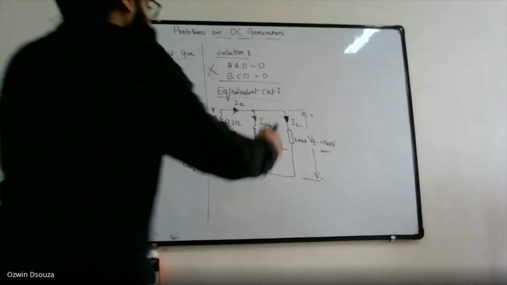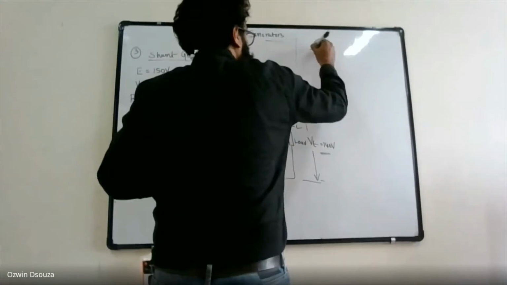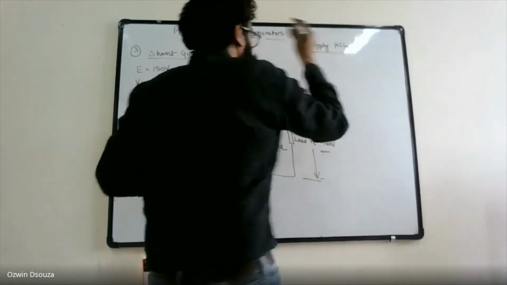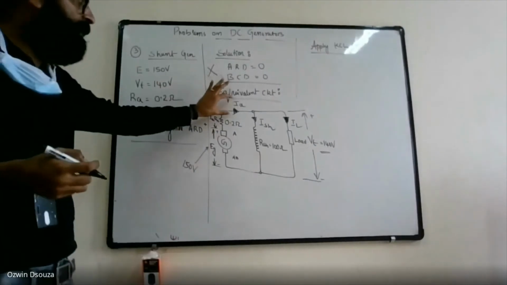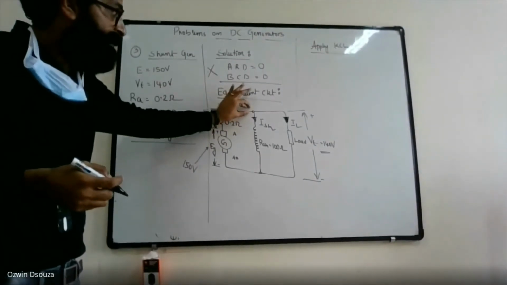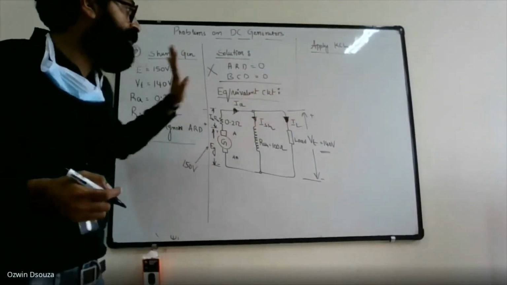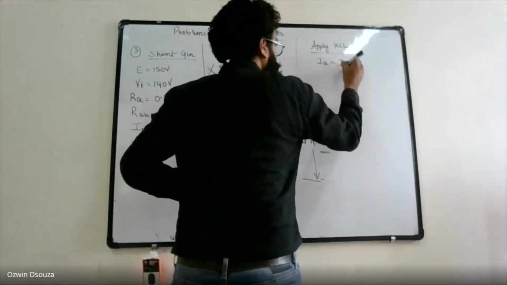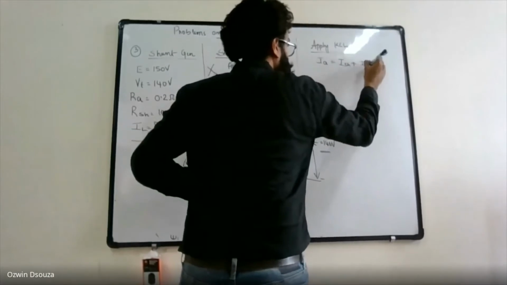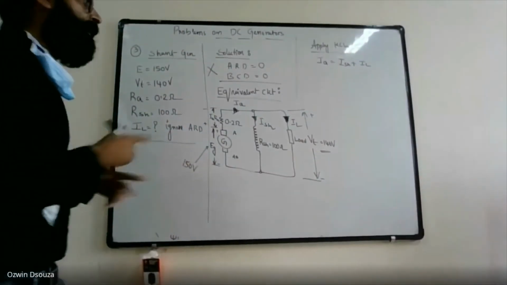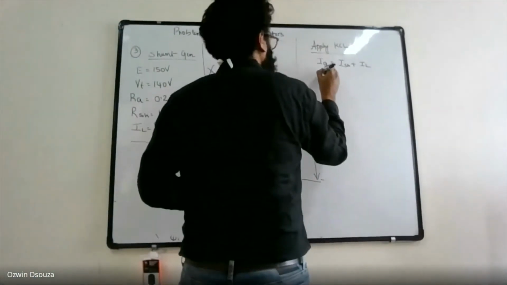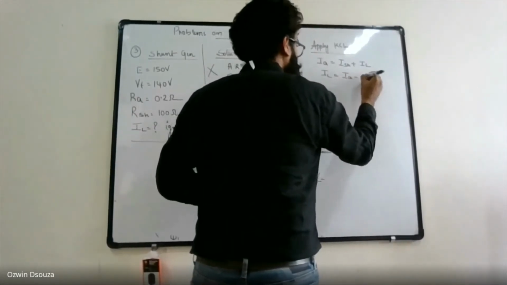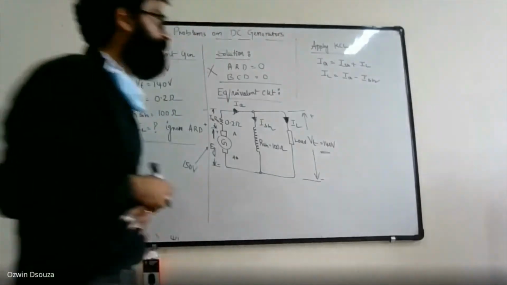So you can apply KCL. When you apply KCL, what is it that you see? Incoming current at this node is equal to the two outgoing currents. So your armature current IA is equal to ISH plus IL, and the load current IL is nothing but the subtraction of ISH from IA.